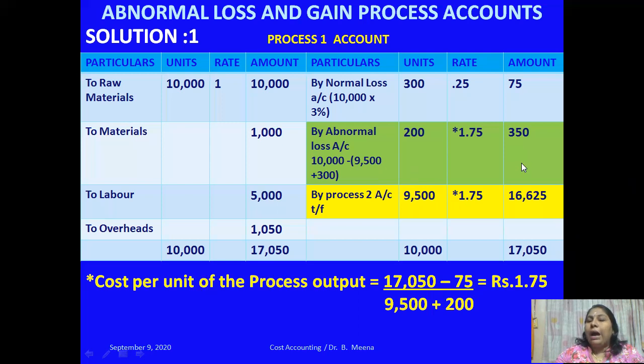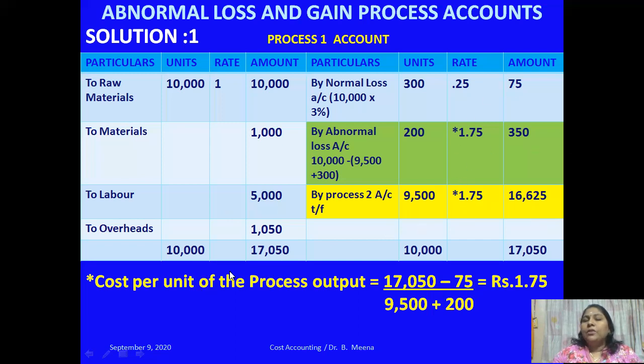So how do I calculate the values? Look at the calculation. Now, once you come to know that you have abnormal loss, you just close your debit side. So I repeat, once you come to know you have abnormal loss, then definitely you can close your debit side. So close the debit side, 17,050 rupees. Okay, then 17,050 rupees. Look at the calculation, how I made the cost per unit under this account. Cost per unit of process output: 17,050 is the total of the debit side, minus whatever so far I credited.